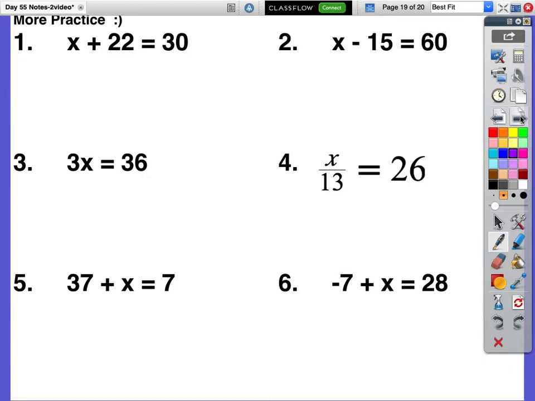All right. I'm going to keep going for those of y'all who want some extra practice. Number 1 says x plus 22 equals 30.